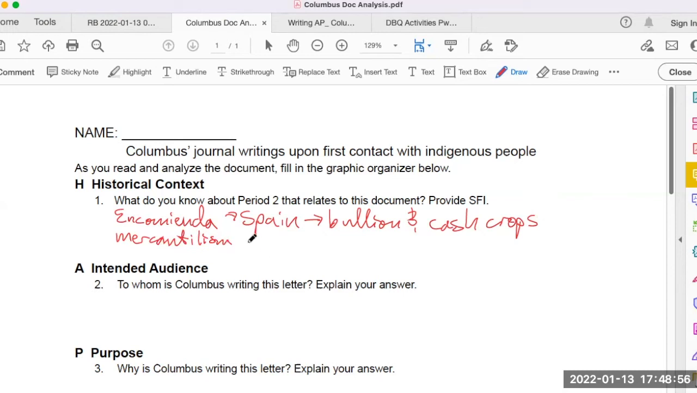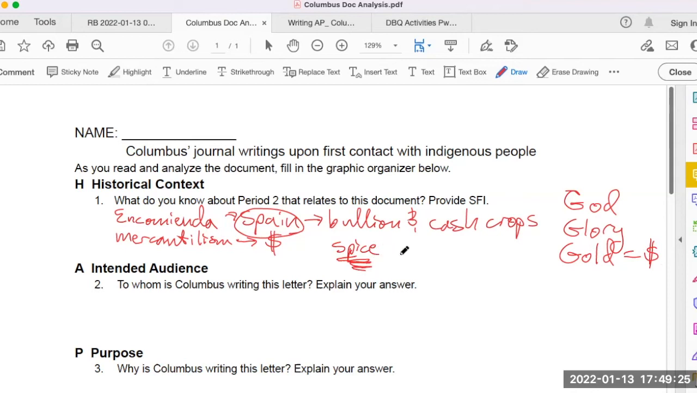Okay, the exploitation of colonies in the New World to generate wealth for the mother countries like Spain. We could talk about the 3 G's: God, glory, and gold. Obviously, wealth being a motive of Christopher Columbus because he had been sailing west for wealth in the first place to get to the spice trade in Asia.